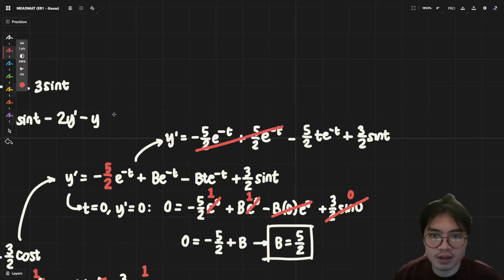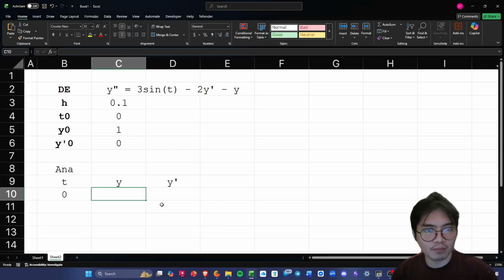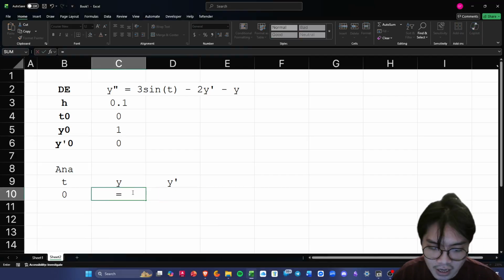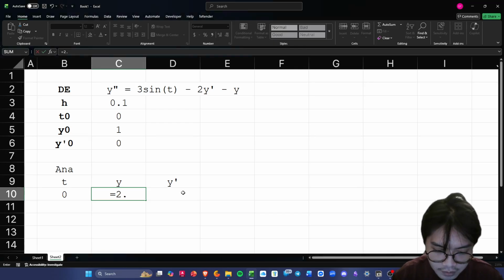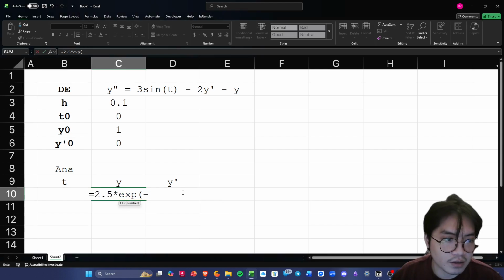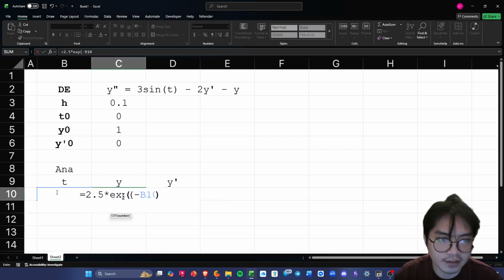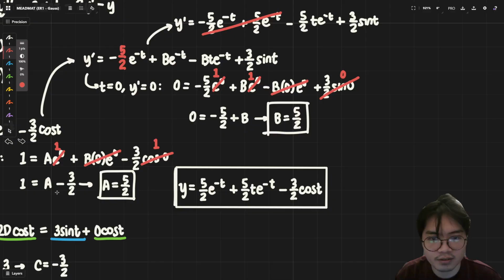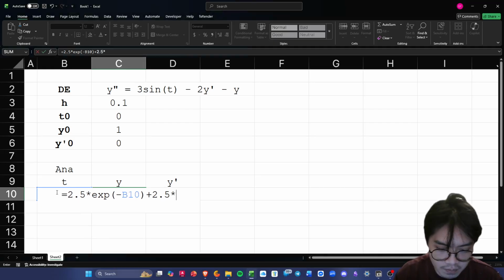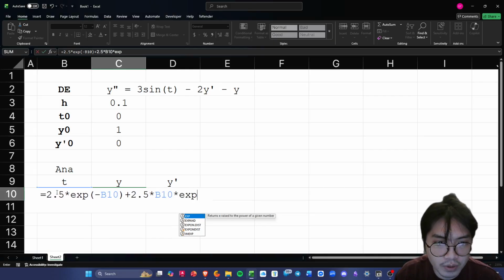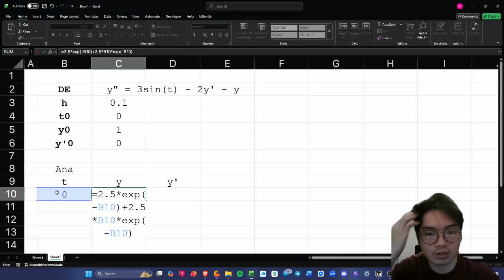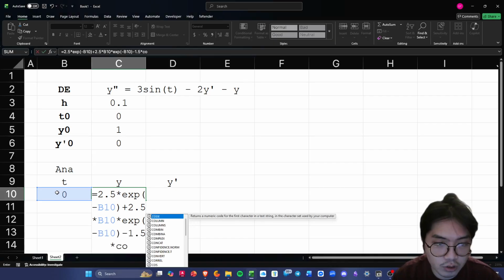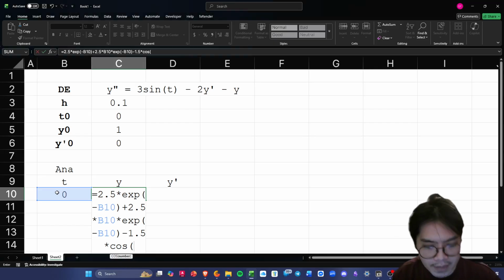So they're going to cancel out. That means this is your value of y prime, and I'm going to have to put it in here as well. So this is going to be 5/2, so that will be 2.5 times e raised to negative t. That will be b10. Then we add 2.5 times b10 times e raised to negative b10, and then minus 1.5 times cosine of b10.